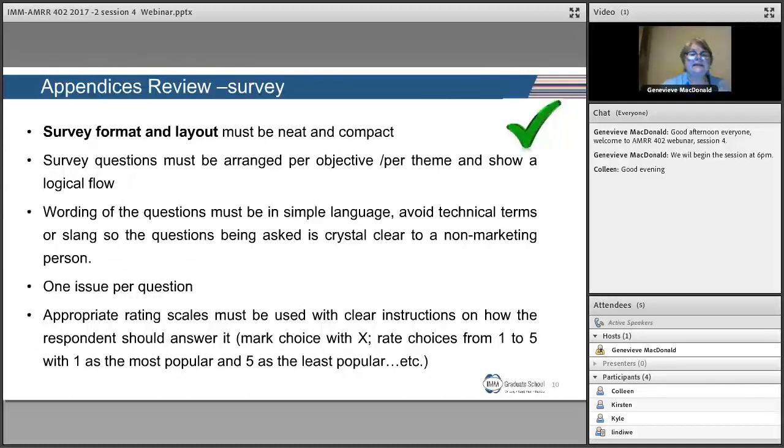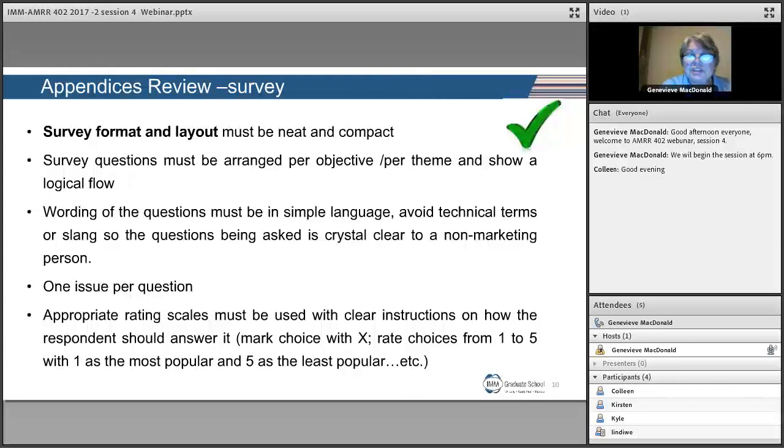Survey format and layout. We've looked at several examples in session 3. The survey format and layout must be neat and compact so that it looks easily completable for the person that looks at the survey. Survey questions must be arranged per objective or per theme and show a logical flow. Again, if they understand what the questions are about, they are more likely to answer better, because they understand why you are asking these specific questions.